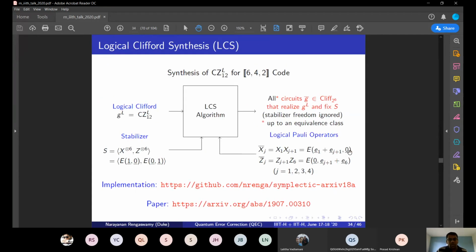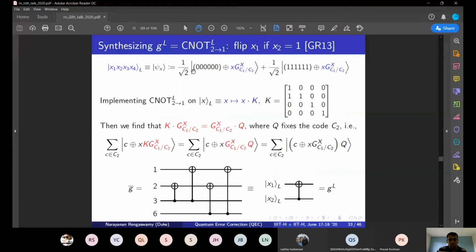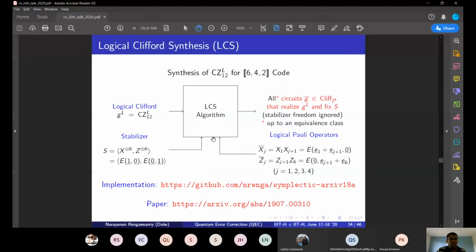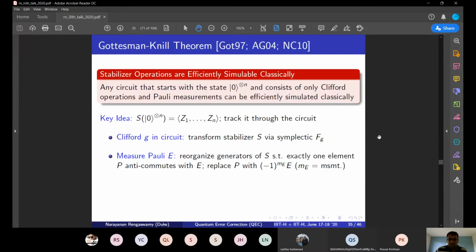But in general, we have this logical Clifford synthesis algorithm. Unfortunately, this procedure can only work for these C0 type things. For more general logical Cliffords, you need a more general algorithm. People had done this for specific codes and specific operations in the literature, but they didn't seem to have a general algorithm. So we were able to propose this general algorithm where you can feed in a logical Clifford and the stabilizer and the logical Paulis. And the algorithm gives you all equivalence classes of physical circuits that implement that logical Clifford. So this is a very general algorithm you can apply to any stabilizer code. The implementation is here, and you can read more about it here. The algorithm is efficient because it uses the symplectic matrix representation for Cliffords. Okay, so this is a central result.